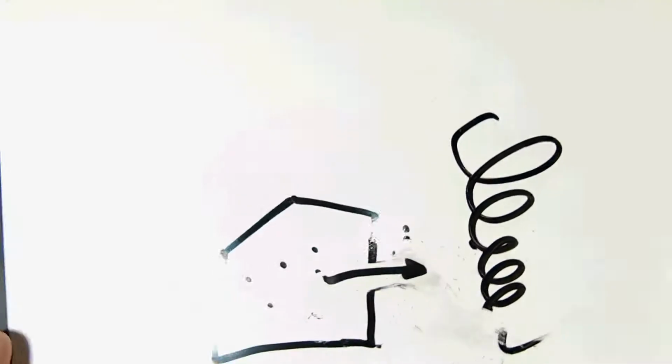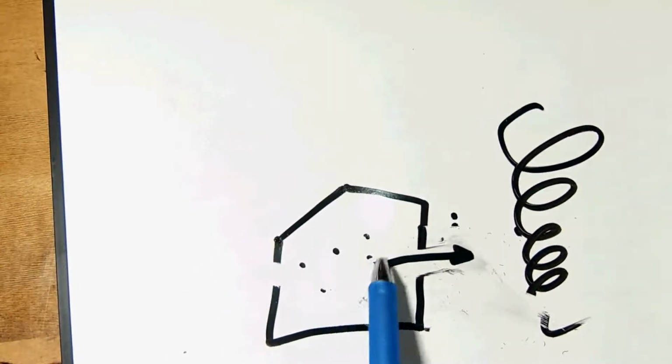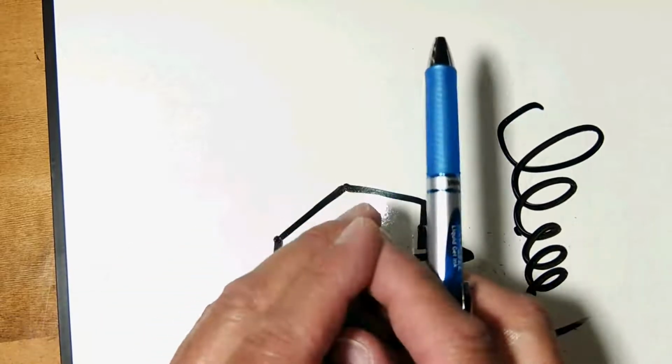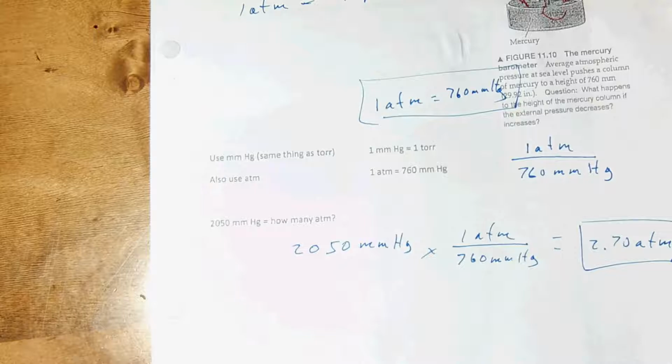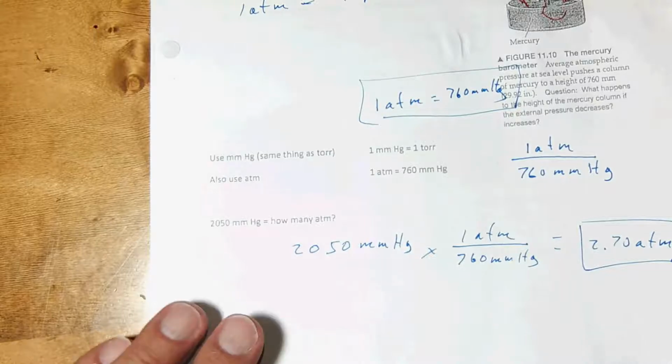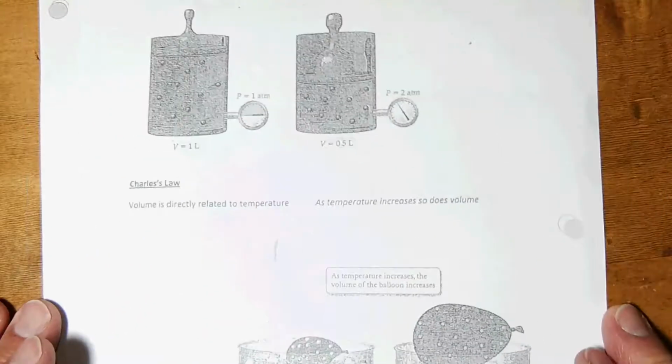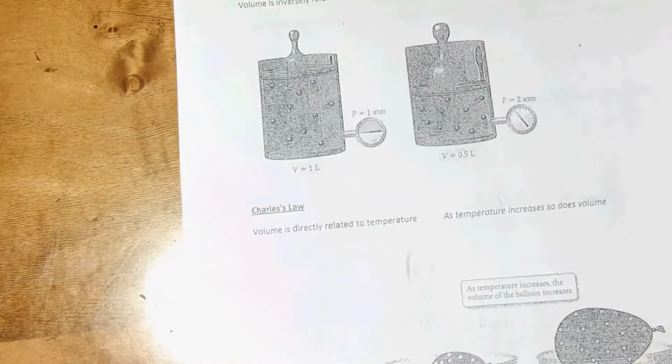If you have a house with 1 atmosphere of pressure inside, and you drop the pressure outside down to 0, that house is going to blow apart. It doesn't take much pressure to do a lot of damage. Okay, the gas laws you have to be familiar with, and these are covered in your book.